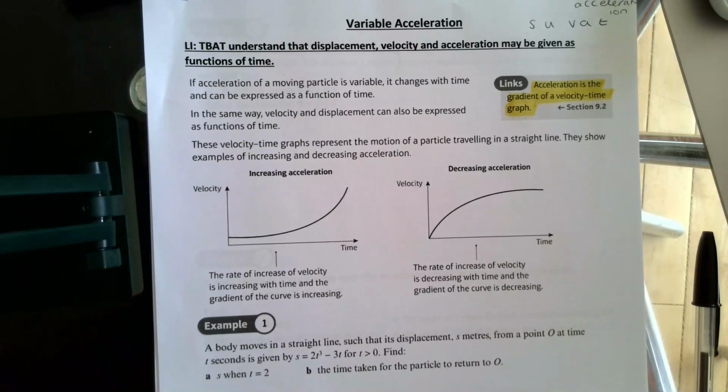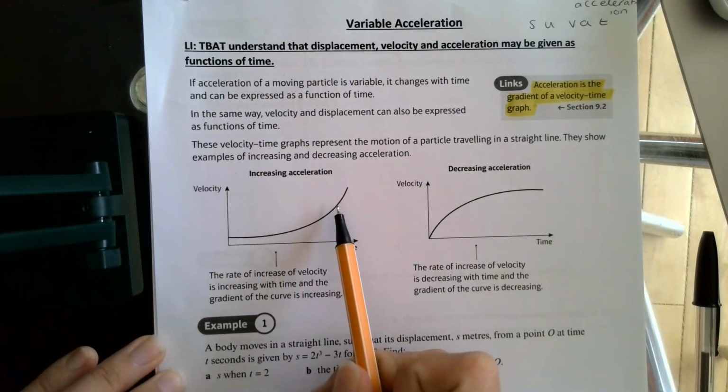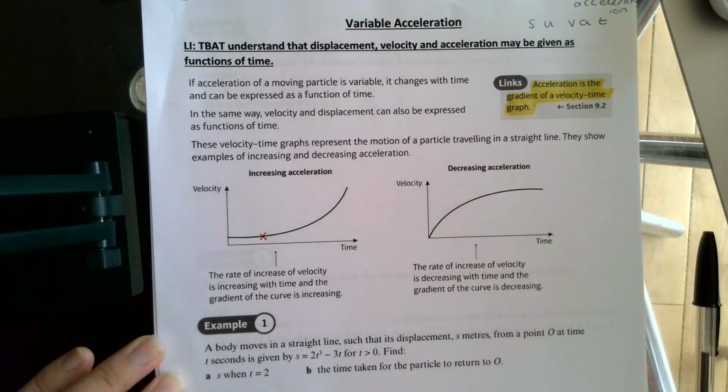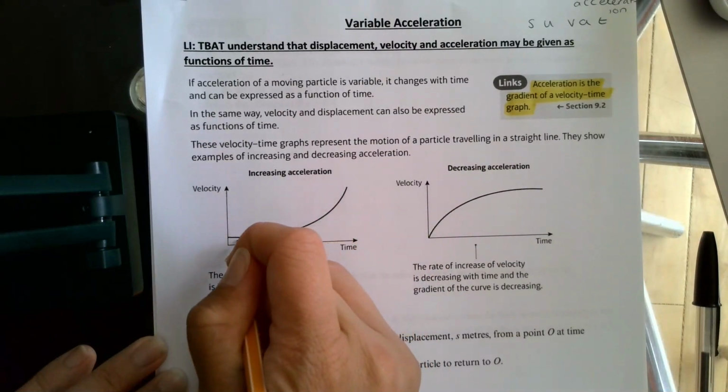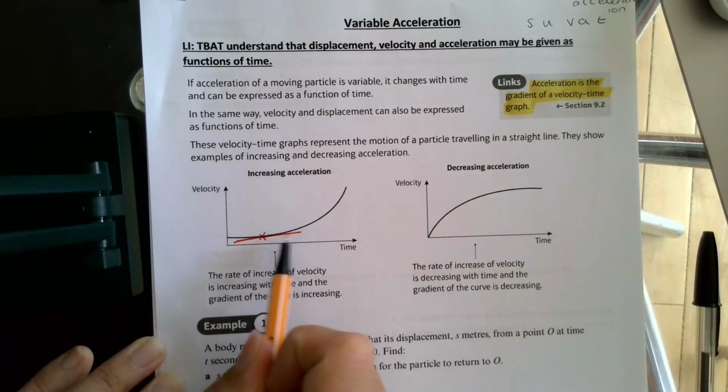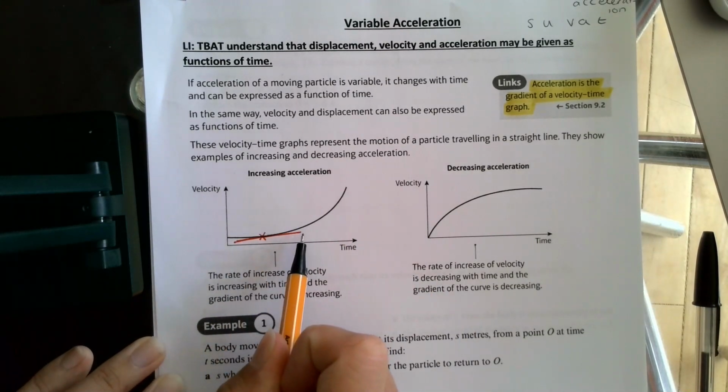And that was nice and easy when we were just doing straight line velocity time graphs. Here, it's just the gradient at any point. So if I want to know the acceleration at this point down here, I just look at the gradient of the curve at that point. So imagine you're drawing a tangent to the curve. The gradient there is my acceleration.